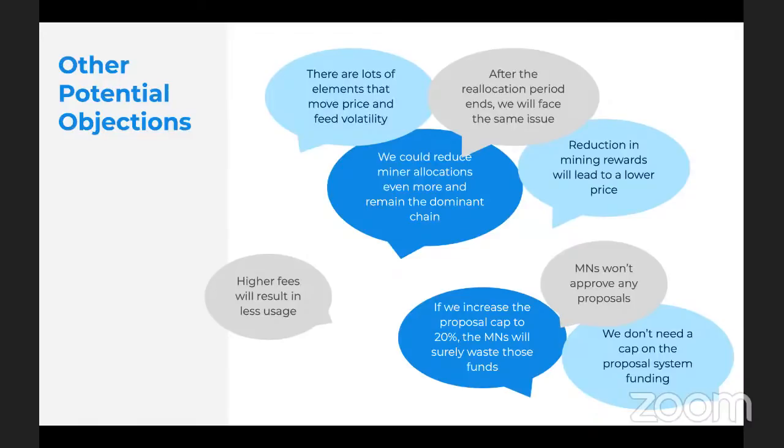I've spoken to many masternode owners about this, and I've rarely heard of anyone expressing this type of sentiment that they might fund less as a result. I think that the effect is more likely to be on more dubious proposals where the value isn't clear to them. I've also heard the criticism, we don't need a cap on the proposal system funding at all if we do something like that. That may be true.